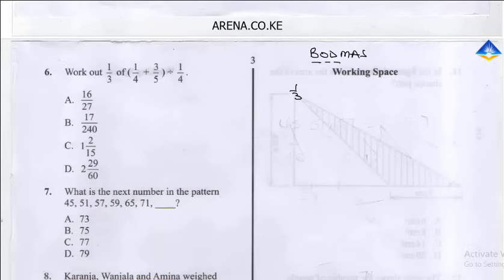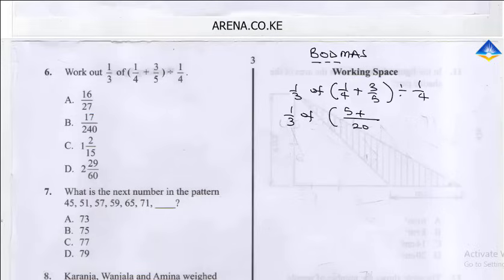So this is going to be 1 over 3 of (1 over 4 plus 3 over 5) divided by 1 over 4. Now the LCM here is 20. 20 into 4 is 5, times 1 is 5, plus 20 into 5 is 4, times 3 is 12, all divided by 1 over 4. So this is going to be 1 over 3 of 17 over 20 divided by 1 over 4.